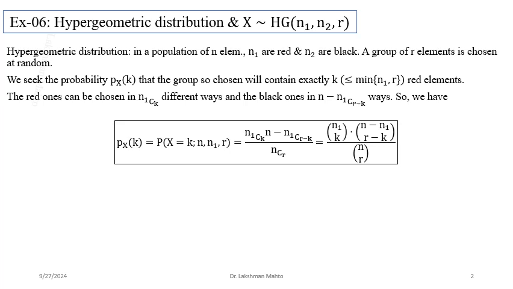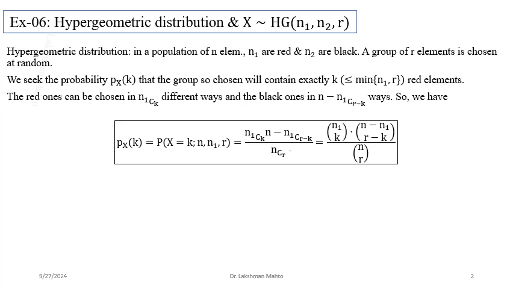Okay, sorry, r elements you are taking. You are taking r elements at random out of n, and you are putting k in the first group, and the rest would be what? r minus k. At a time you are selecting r elements, you are putting k in the first group, r minus k in the second group. So it is different from binomial distribution, and the probability is very simple.